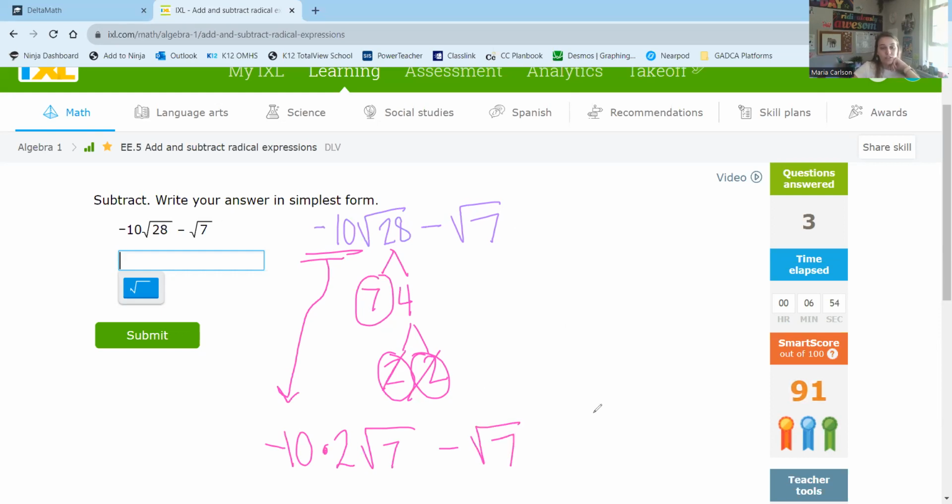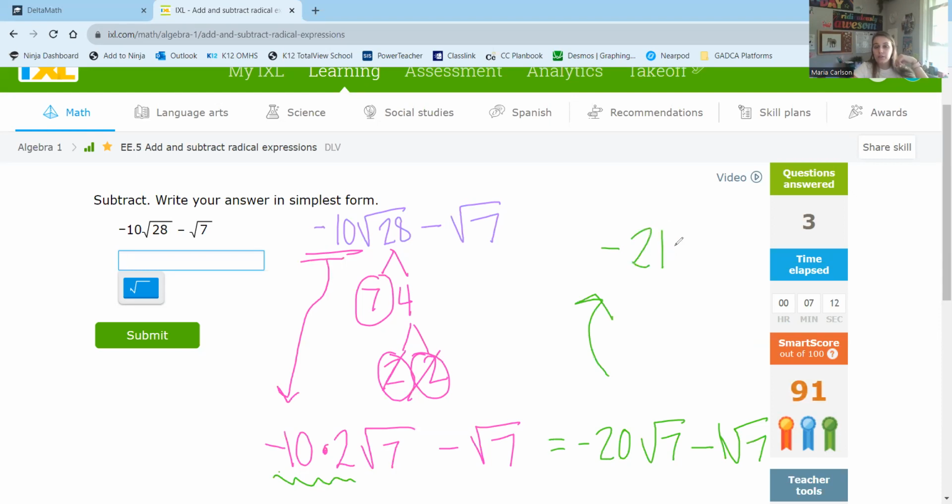Now, this simplifies to -10 times 2, which is -20, square root of 7, minus square root of 7. So we have -20 square root of 7 minus, this is like 1 square root of 7. So -20 minus 1 is going to give us -21 square root of 7. So that is what I'm going to enter in here: -21 square root of 7.